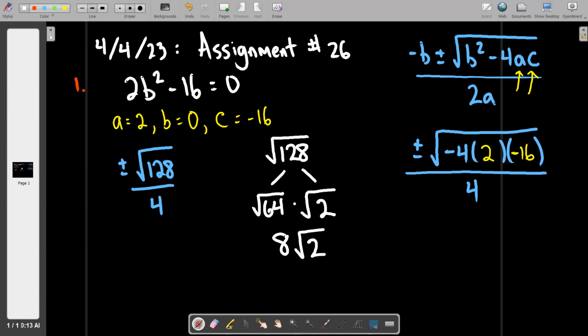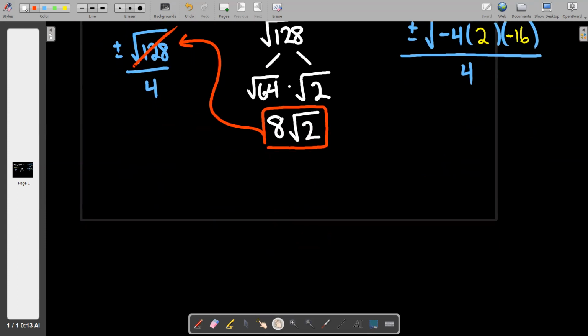So what it's time to do now is take this 8 root 2 and re-inject it into our answer in place of where it used to say root 128. And so my current answer, not done yet, is positive negative 8 root 2 over 4. And then what's my final step?